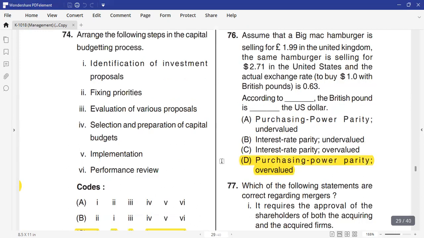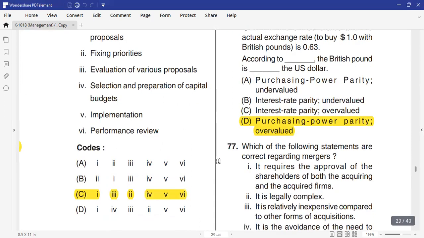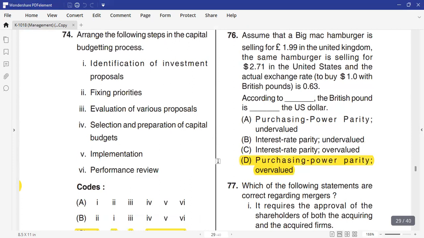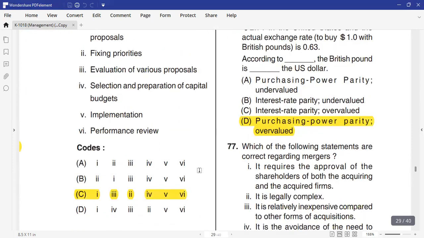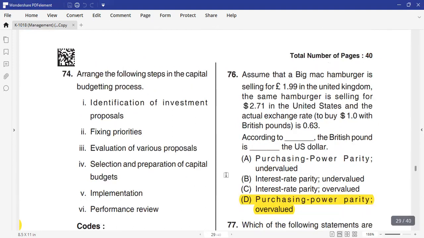74th question, arrange the following steps in the capital budgeting process. The correct option is 1, 3, 2, 4, 5, 6. That means you are going to start with identification of investment proposals. Next is evaluation of various proposals, fixing priorities, selection and preparation of capital budgets, implementation and performance review. So that is how it is being done actually.